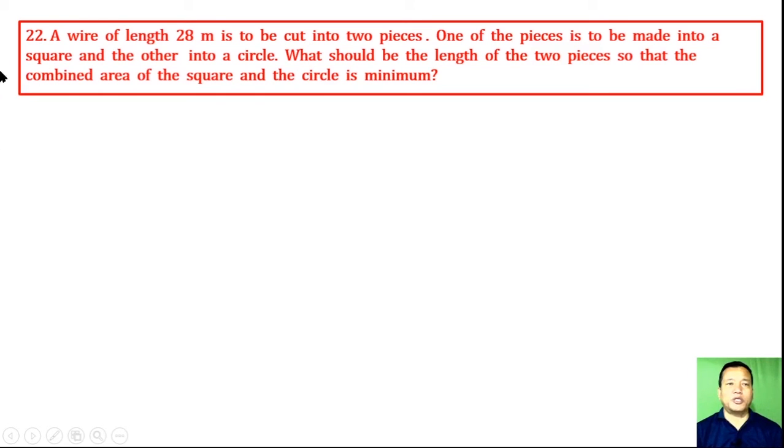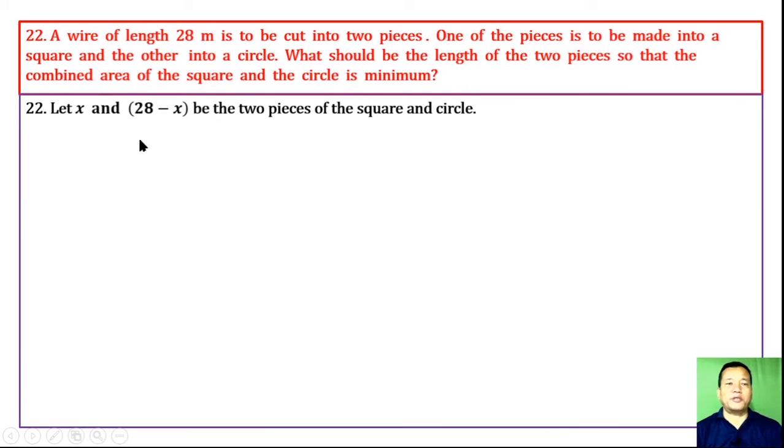For question number 22, a wire of length 28 meter is to be cut into two pieces. One of the pieces is to be made into a square and the other into a circle. What should be the length of the two pieces so that the combined area of the square and the circle is minimum?